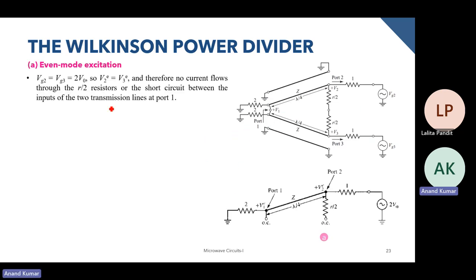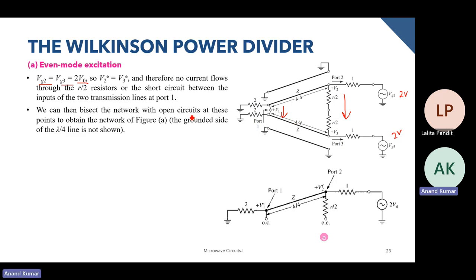Okay, so as we discussed, we put G2 and G3 equal to 2 volts. So we have G2 and G3 over here as 2 volts, so 2 volts each. And since there is no current flow over here, there will be no current flow over here as well. So we can bisect this network over here, and we get these open circuit values because there is no current flowing. No current flow means open circuit.